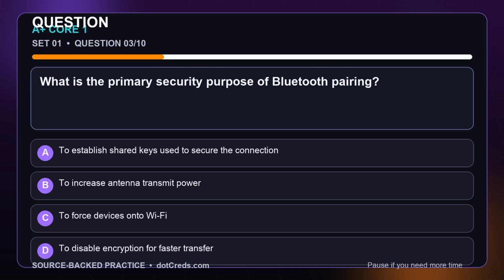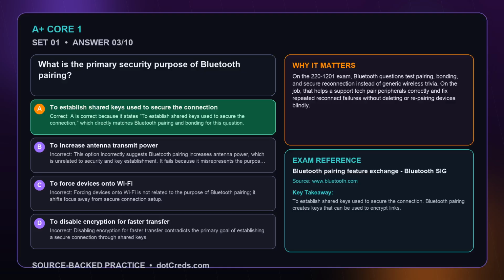Lock your answer now. Question 3 answer. A. To establish shared keys used to secure the connection. Bluetooth pairing creates keys that can be used to encrypt links.